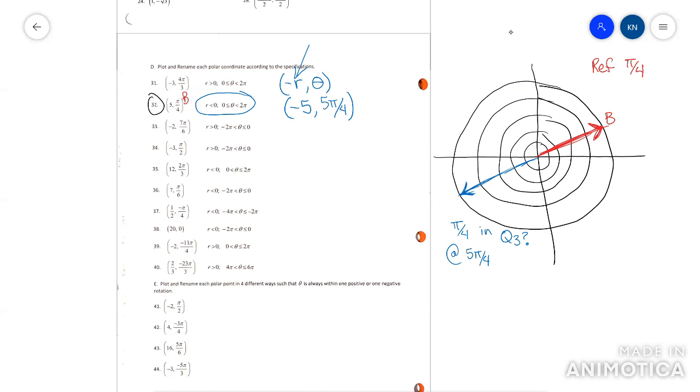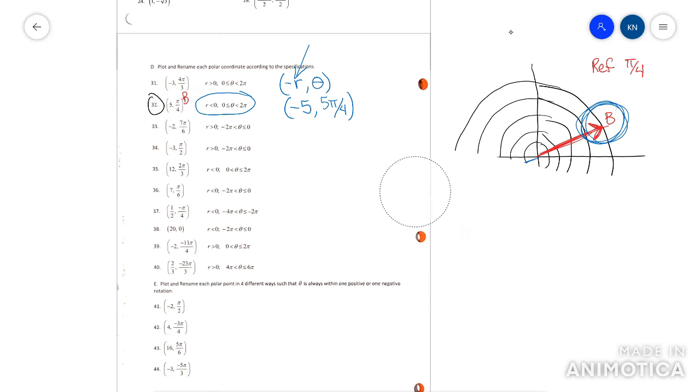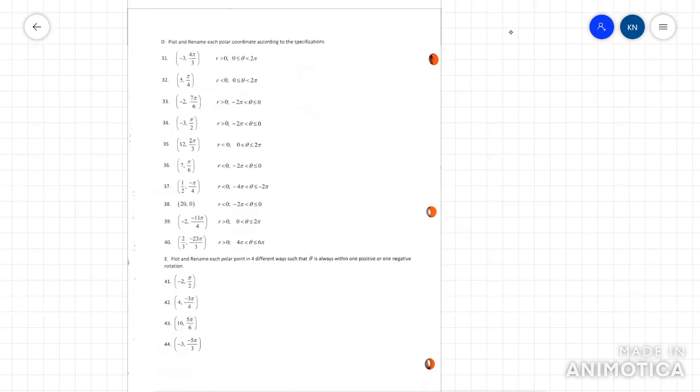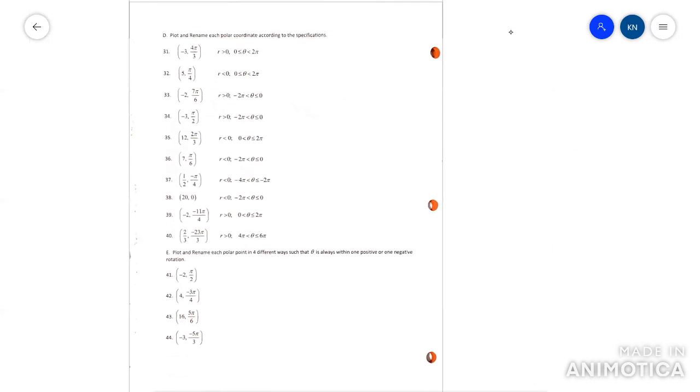I hope that kind of made sense. If they want a negative r, you have to end up at the pivot point because the negative is going to pivot you back to where you're actually supposed to be. I hope that makes sense. Let's look at some more. Let's look at like number 37.